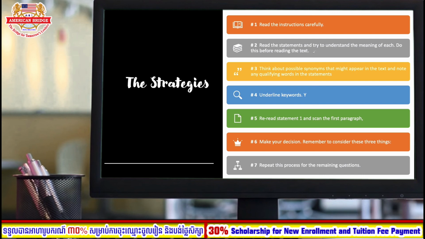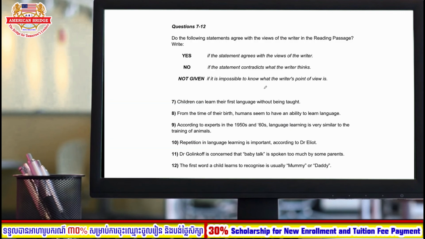Number 3, think about possible synonyms that might appear in the text and note any qualifying word in the statement. Remember, in this type of exercise, you cannot find the exact sentence in the reading passage. Generally, the writer uses synonyms or they paraphrase the information. So you cannot find this exact sentence in the reading passage. That is why you need to understand this statement and read the passage for a better understanding to get the main idea.